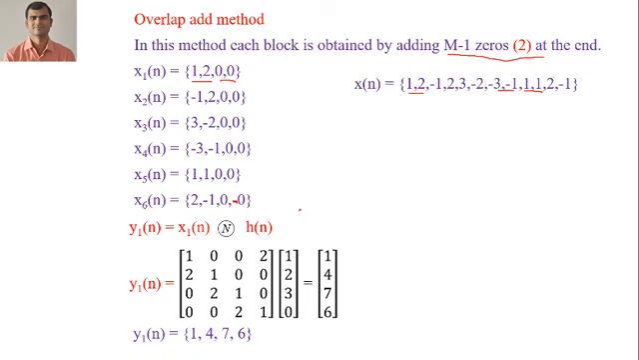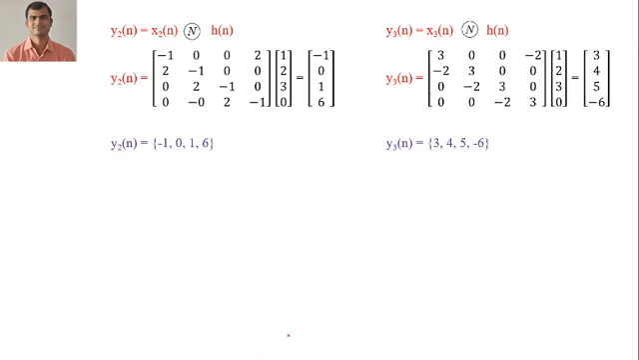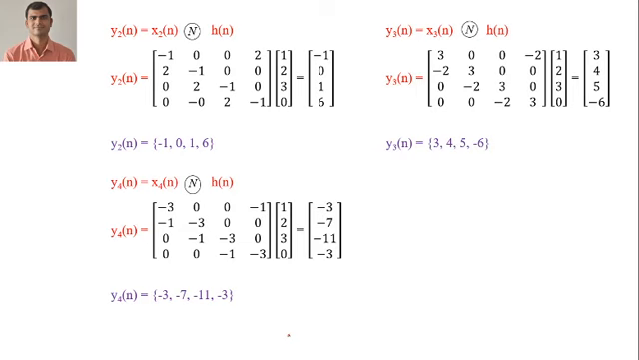So we get the output y1 of n as x1 of n circular convolution with h of n. Then 1 2 0 0, then the same with 0 shifted here, then 1 2 0, then again 0 0 1 2, then again 2 0 0 1. Since each block has 4 samples, the matrix size is also 4 by 4. We get y1 of n, and similarly we find y2 of n, y3 of n, y4 of n, y5 of n and y6 of n.